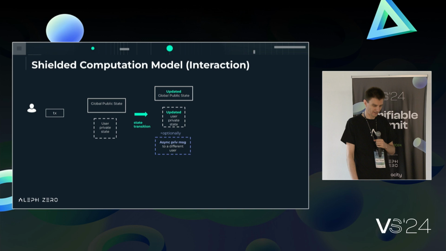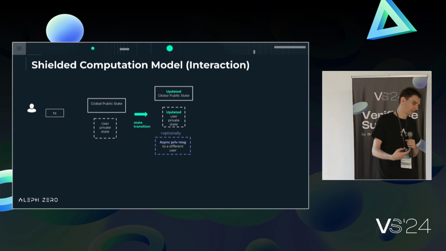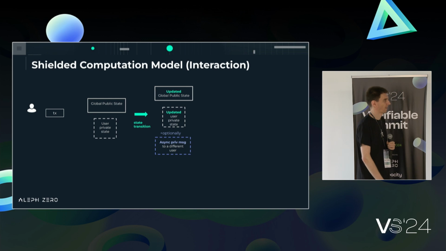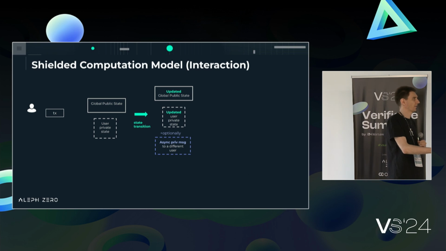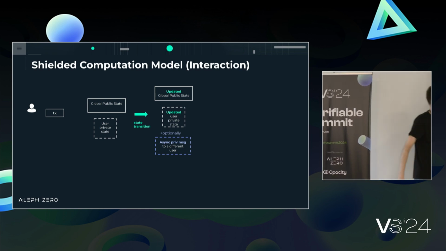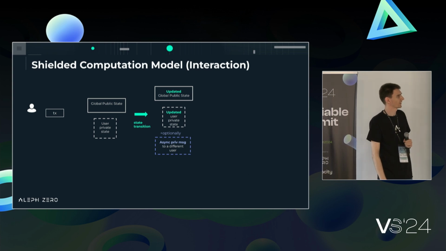When the user sends a transaction, the transaction will typically touch both the global state and the private state of this particular user. So as in the normal blockchain, this transaction will change the state of the global public state. So you can see there is the state transition, and the state transition means that there was a previous state and there is a new state, both for this global state and this user private state, right? Something changed.